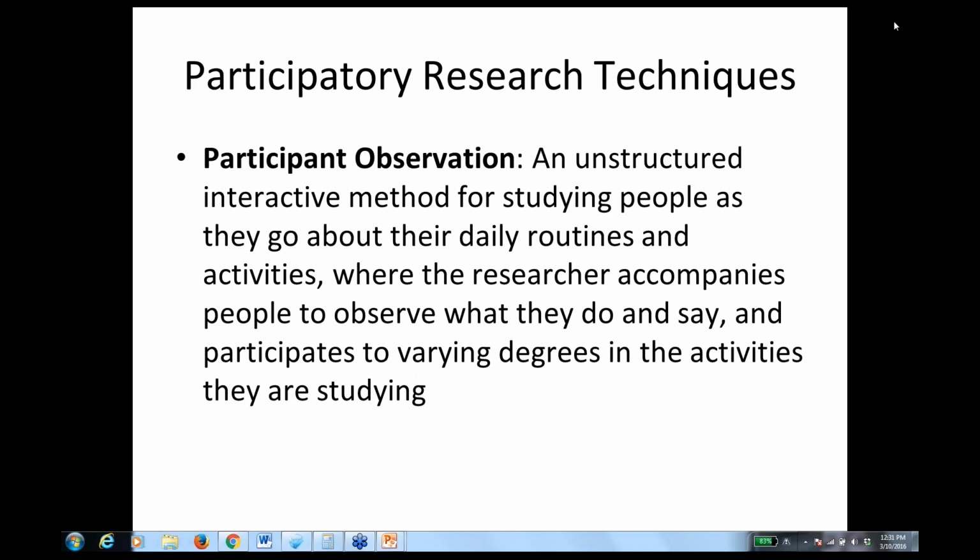So one of those is called participant observation, and that's a method for studying people as they go about their daily routines and activities. It's not structured, so it's where the researcher will accompany people to observe what they're doing and what they say, and participate in varying degrees in the activities that they're studying. So in my case, it was living with a family in the Peruvian highlands and going with them into the agricultural fields to see what it was they were doing on a daily basis, and how it was that they were planting their crops and selling their crops in the market.